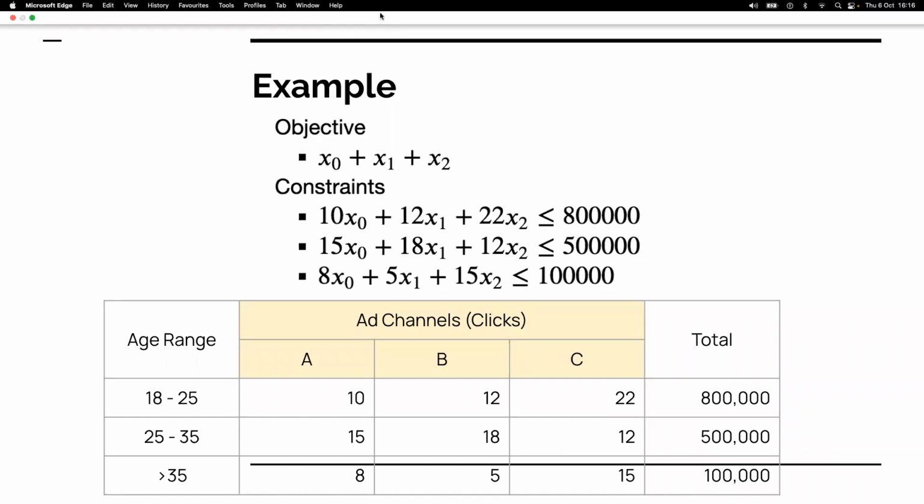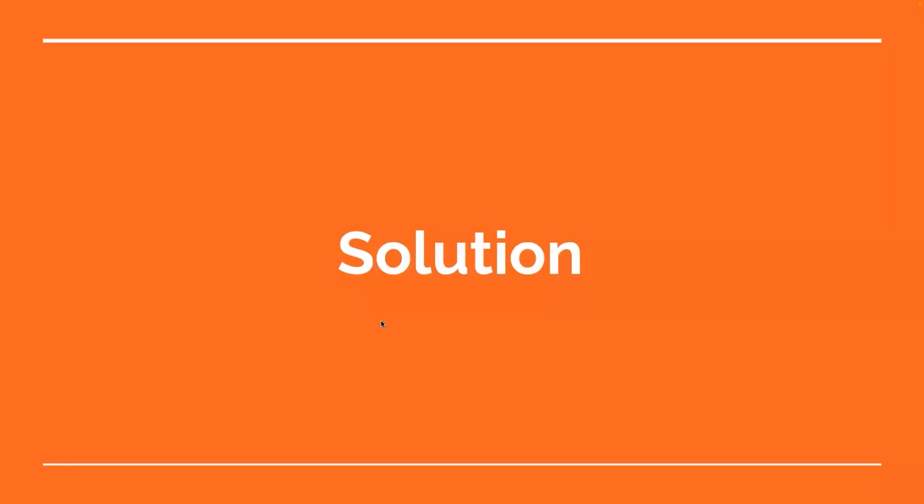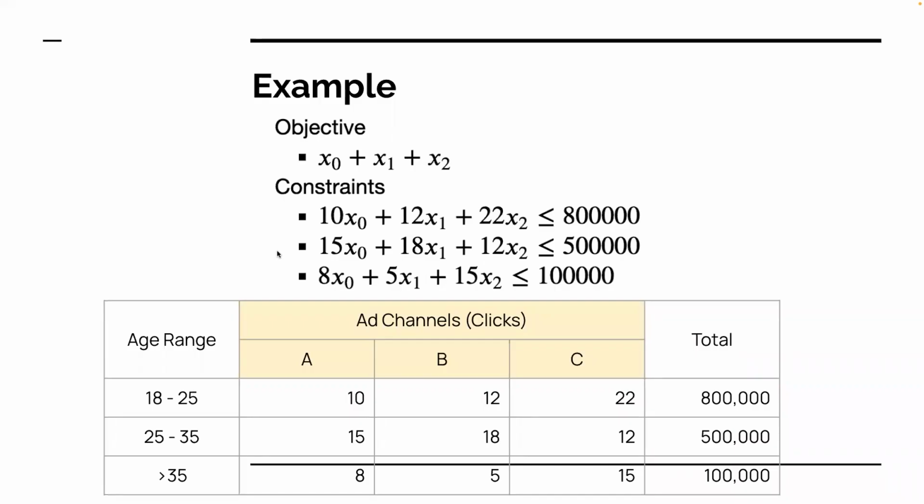Now we look at the other part. What else could be a variable? If you think about it, the number of participations from each channel is one of the variables. So let's denote how many times you participated in A, B, or C across these channels as X0, X1, and X2. The objective that we have is that we want to maximize the clicks being generated by A, B, and C. Now, what are the constraints that we have?